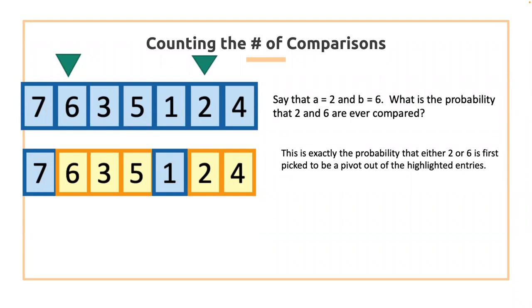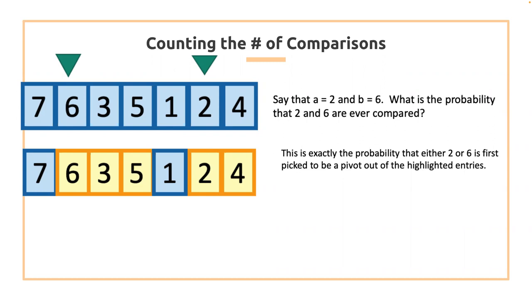So it kind of doesn't do anything. If I happen to pick 7 and 1, it doesn't change my probability because I will be asking the same question in my recursive call. If I pick 1, then all of them end up on the right side, so I'll just ask, what's the probability that they get compared here? If I pick 7, they all end up on the left side. So again, I'll have an array and I'll ask, what's the probability that 2 and 6 get compared?